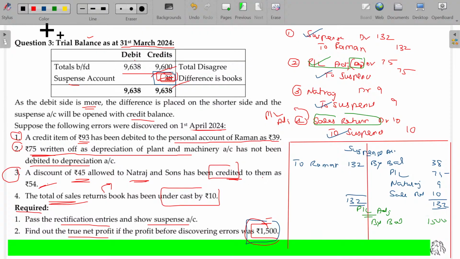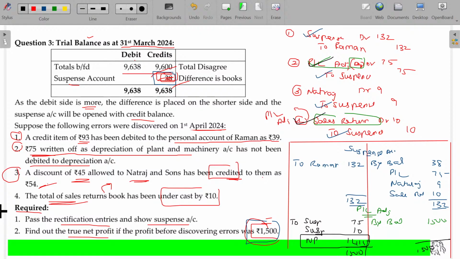Now I am going to replace this one. To suspense account, the value being 75. Here is to suspense account again, the value being 10. Because of these 2 reasons, 75 and 10, we got a net profit balance of 1500. If these 2 are rectified, the ultimate balance should be how much? 1415 is the adjusted net profit of the business.